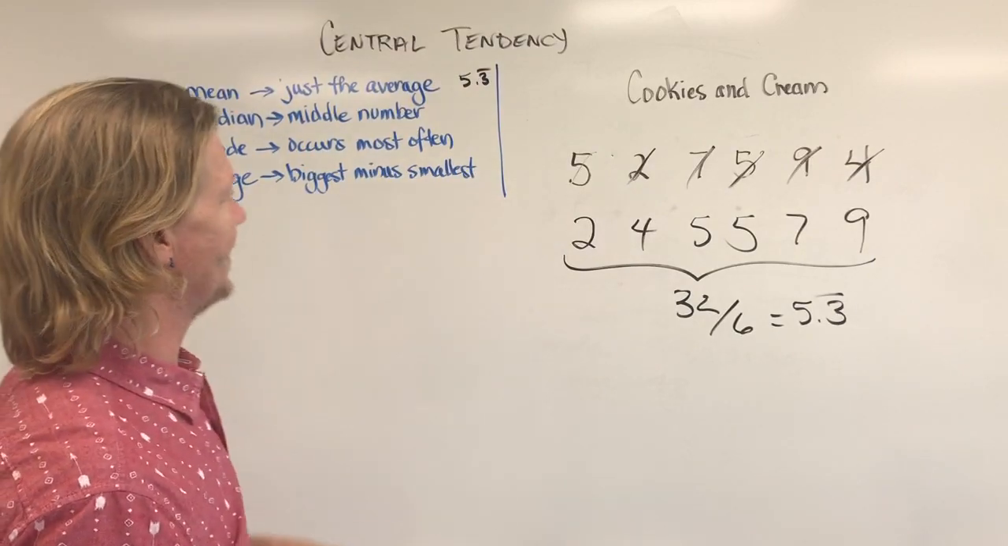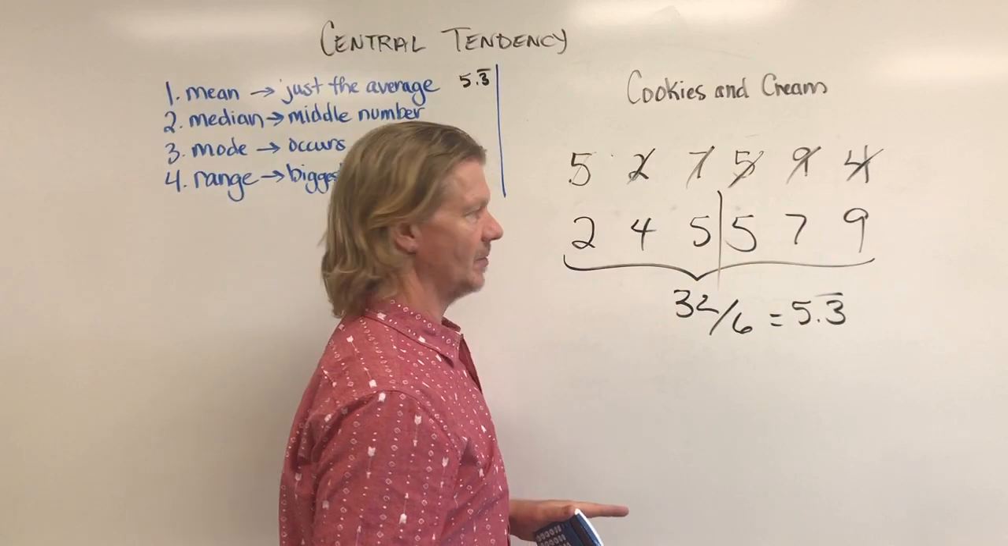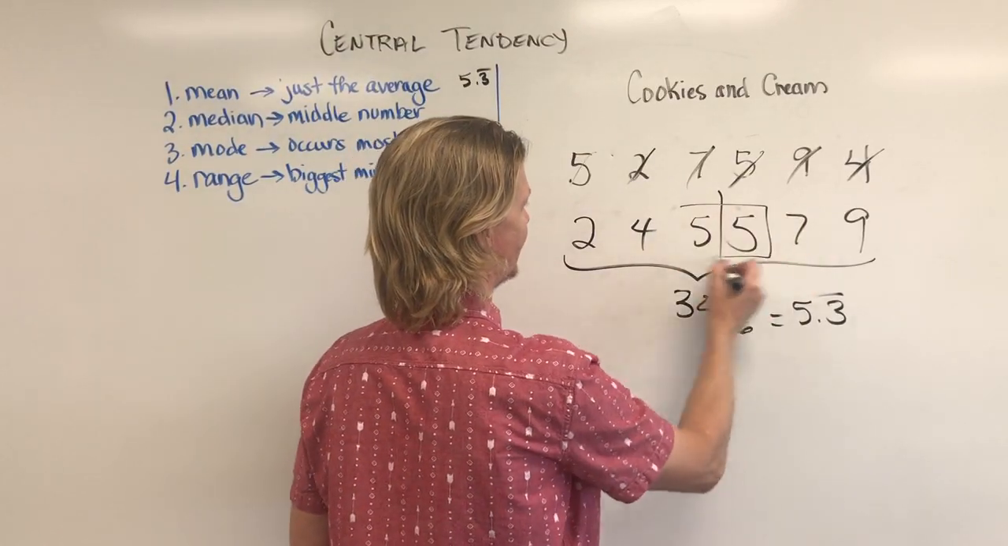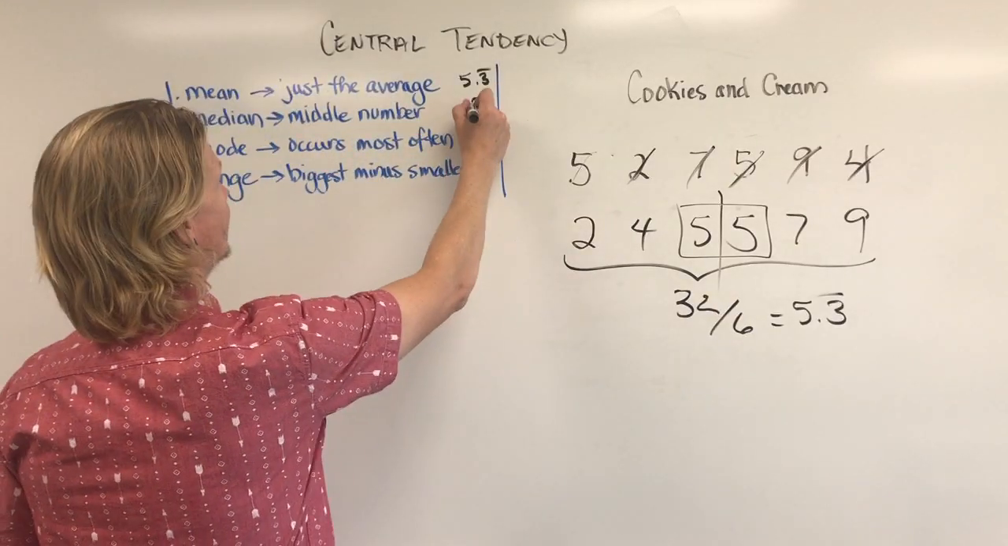The median is the middle number. So that's in order from smallest to largest, and the middle is right there on this one. So there actually isn't a middle number. So I take an average of those 2, and that's really easy. The average of 5 and 5 is just 5, okay?